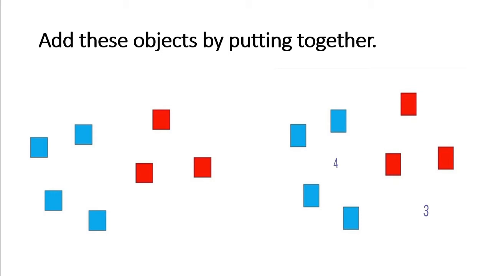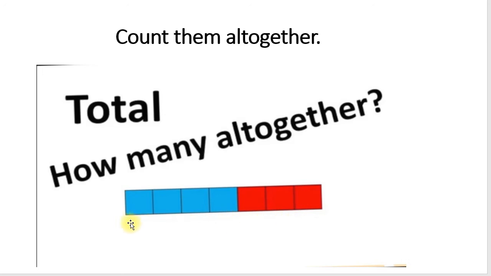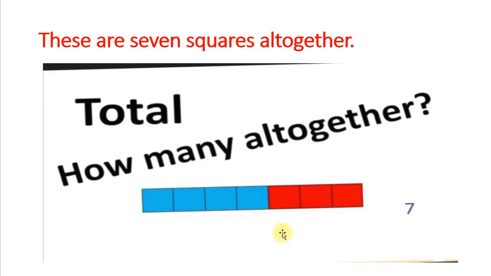Okay, now count how many squares altogether are there. Now we have joined them all, these red and blue squares. You have to count them. 1, 2, 3, 4, 5, 6, 7. Count them all together. These are 7 squares altogether. So it means 4 plus 3 is equal to 7.